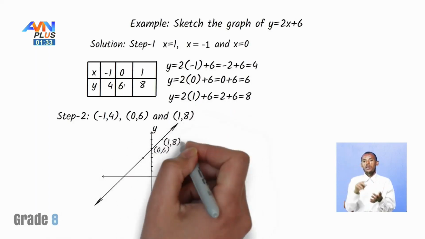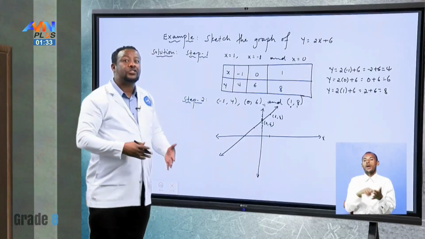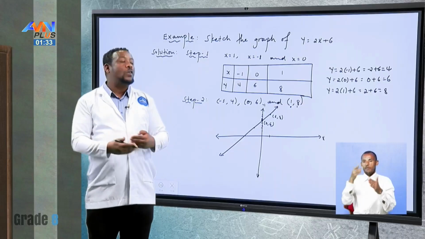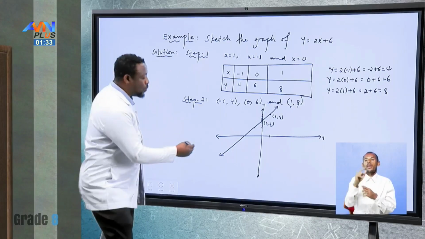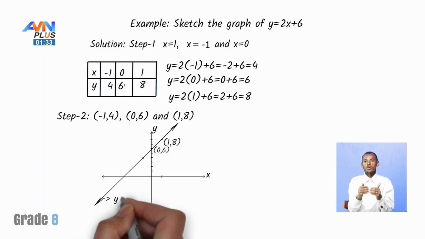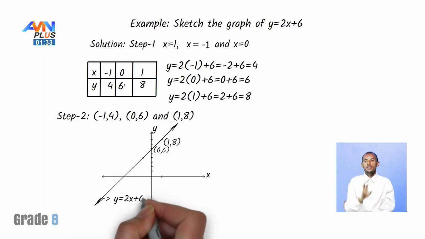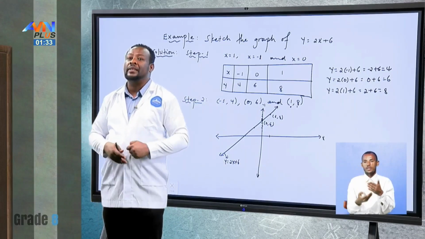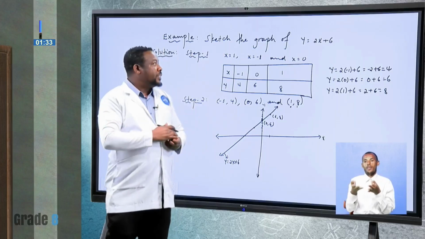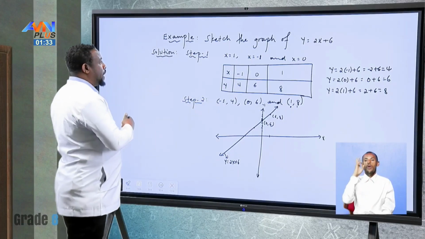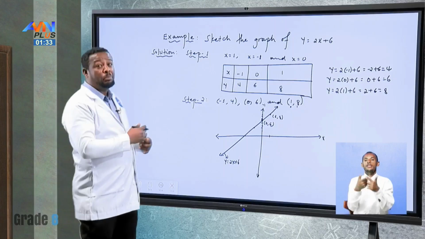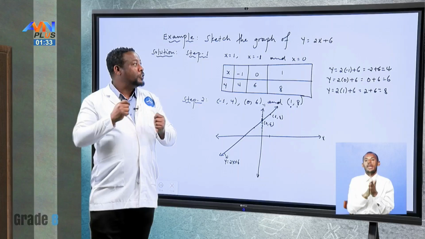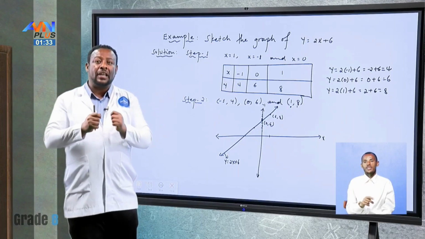So using these 3 points, you can construct a straight line. That straight line represents the graph of the linear function y = 2x + 6. This is how we sketch the graph of a linear function using the first method that I explained. I will show you the second method, but before I move to it, I need you to practice a certain linear function.